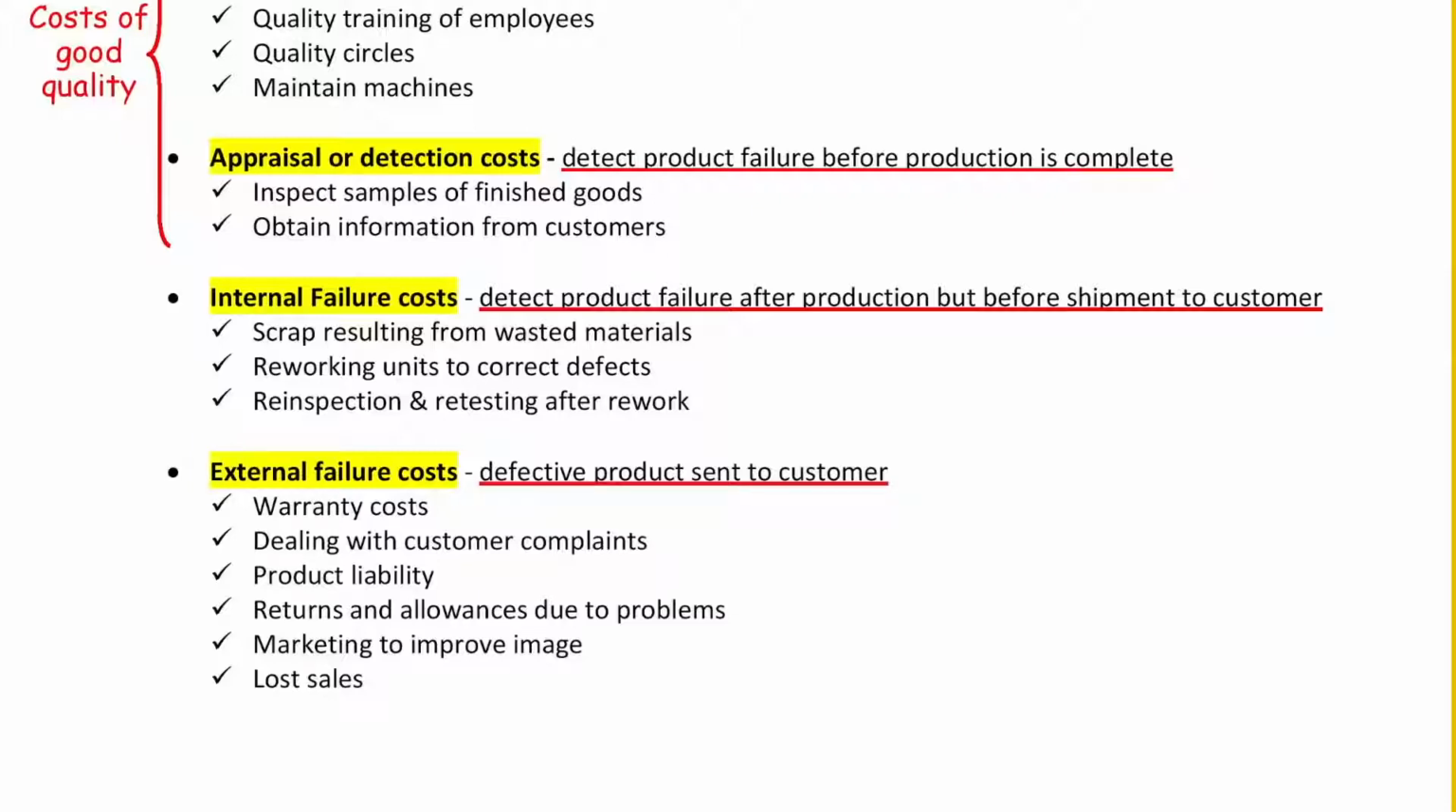So these failure costs, whether internal or external, these are, put a bracket and write costs of poor quality. So we are happier incurring costs for good quality rather than incurring costs of poor quality, because prevention is better than cure.